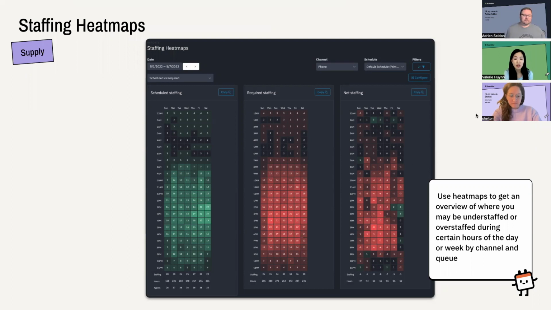Also, this report is really handy in helping with what Adrian was saying earlier around how one particularly bad hour or a few hours can throw off your entire SLA. So you can really diagnose those specific points by looking at this report as well.